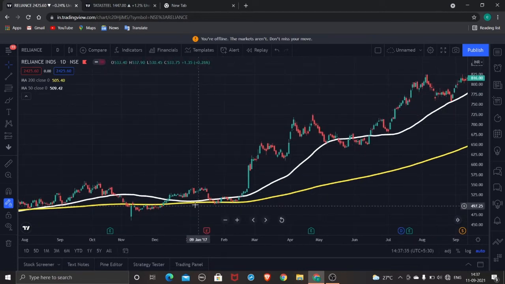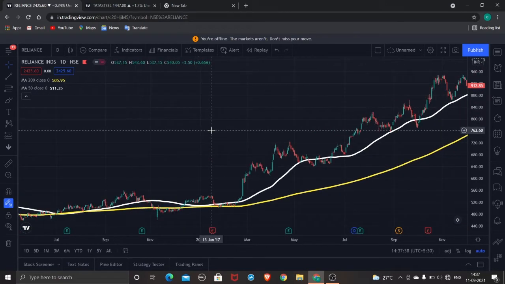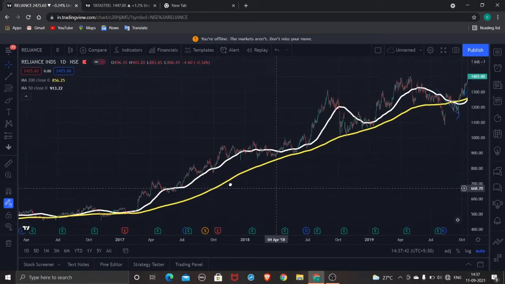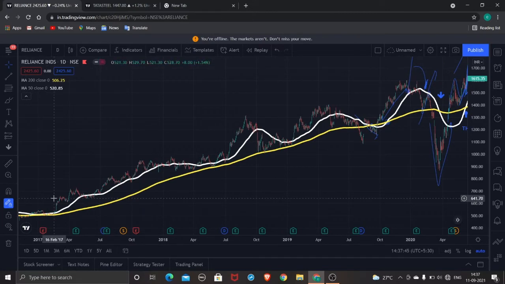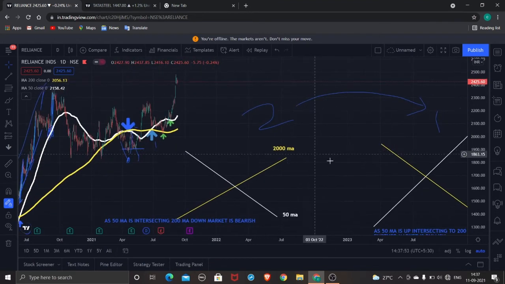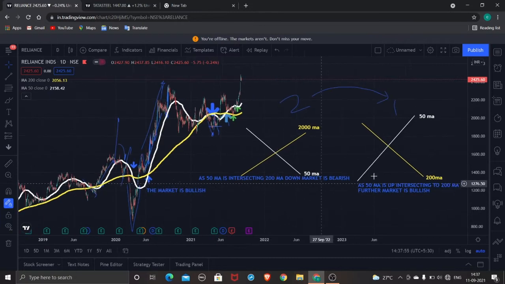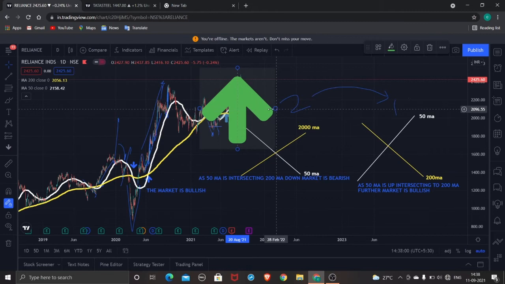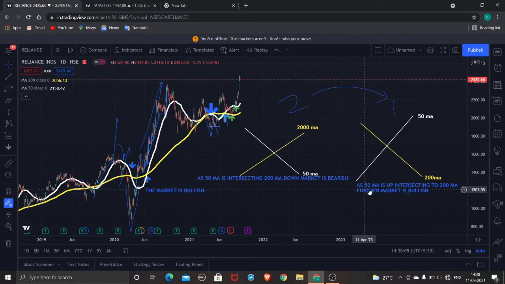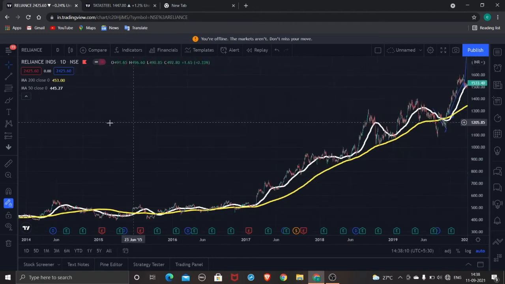Here is the intersection. Here is not that clear an intersection, but whenever this is the condition, let's analyze this. Let's analyze the system on the price action between 16th of Feb till 9th of September. As we can see, here is a setup in which the 50 moving average is crossing up the 200 moving average. As the 50 moving average is intersecting the 200 moving average upward, further the market is bullish. So we can see here the market is bullish.